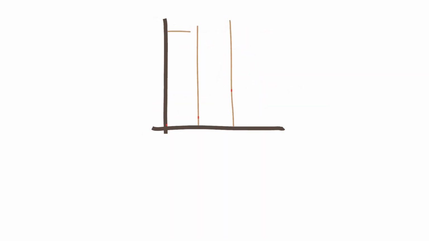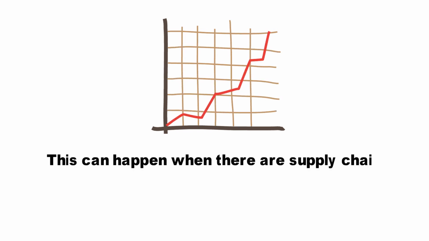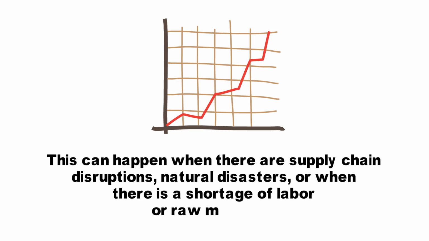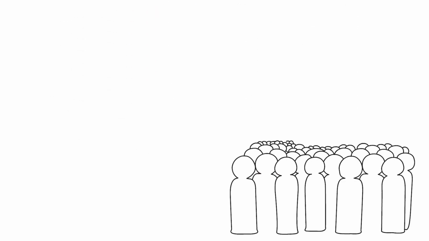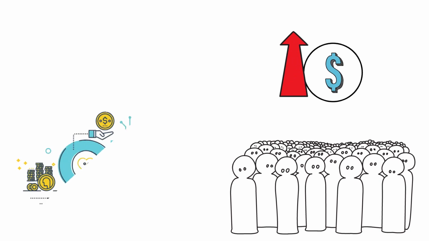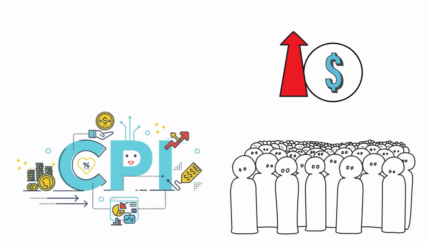Another cause of inflation is a decrease in the supply of goods and services. When there are fewer goods and services available, but demand for them remains constant, prices go up. This can happen when there are supply chain disruptions, natural disasters, or when there is a shortage of labor or raw materials. Changes in consumer behavior can also contribute to inflation. For instance, if people suddenly start buying more of a particular product or service, demand for it increases and prices rise accordingly.